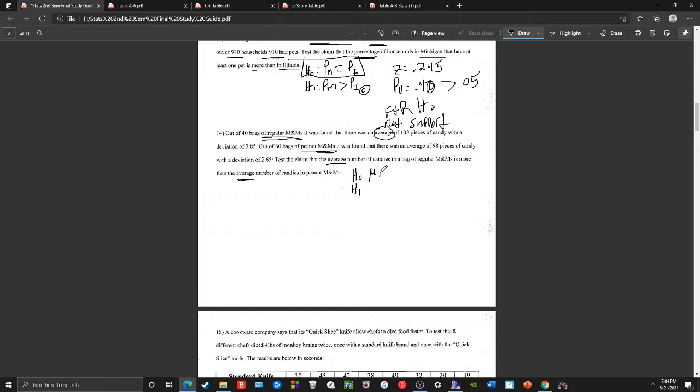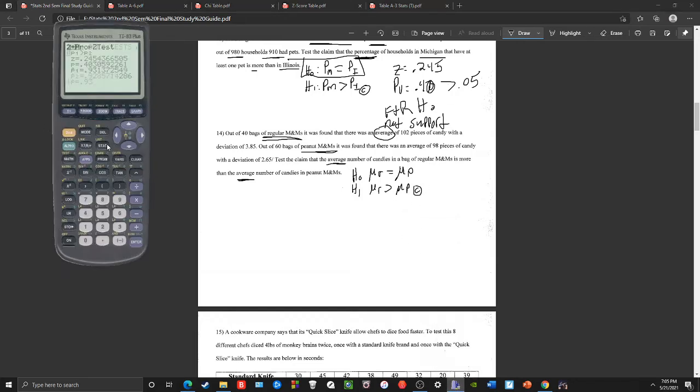So mu r for regular is equal to mu p for peanut, and mu r for regular is more than mu p for peanut, and this is my claim. So because this is an average test, we're going to go to stat, go to test, and go to a two-samp t-test. Not two-samp z, two-samp t-test, because we have the sample deviations for both, right? So x1 is my regular, x2 is my peanut, just because that's how I set it up here.